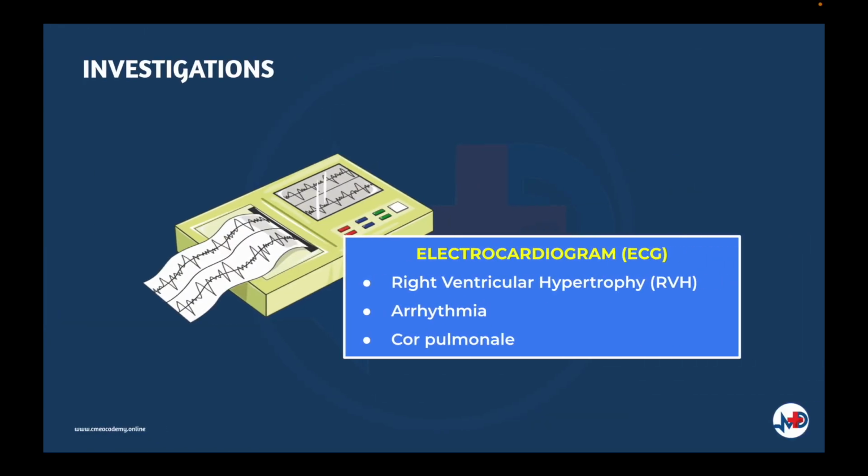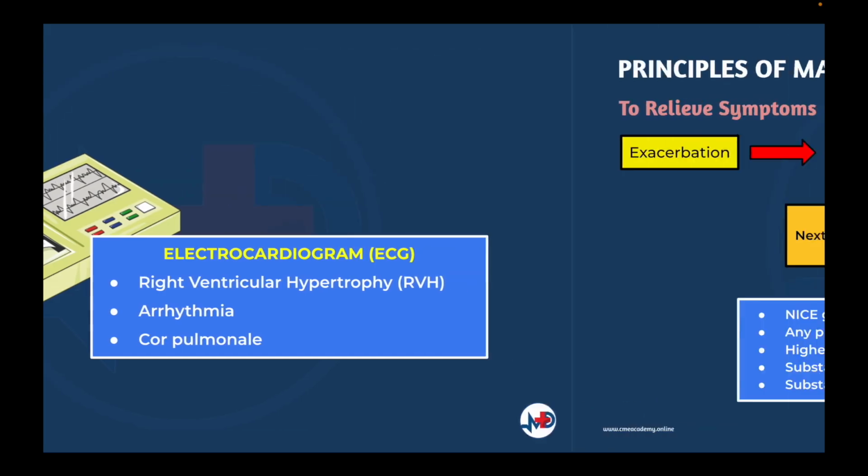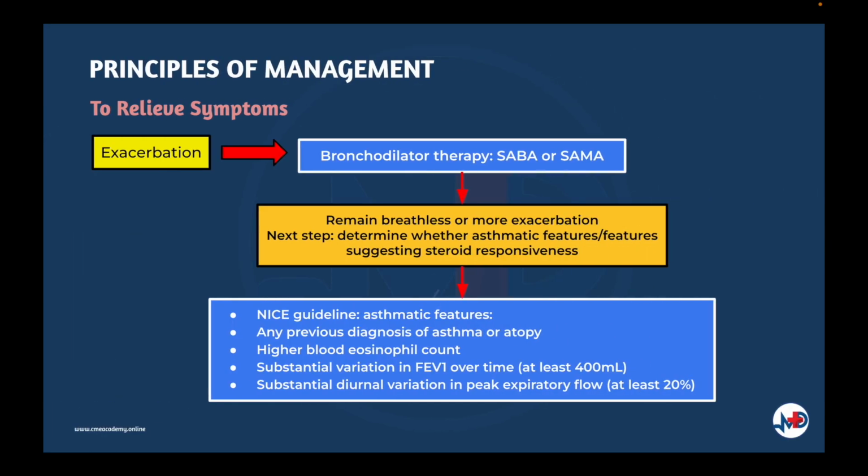ECG is a test done to look for right ventricular hypertrophy, arrhythmias, and cor pulmonale, which are the cardiac complications of COPD. Let's discuss the principles of management of COPD. During an exacerbation, bronchodilator therapy such as a short-acting beta-2 agonist or a short-acting muscarinic antagonist can relieve the symptoms.